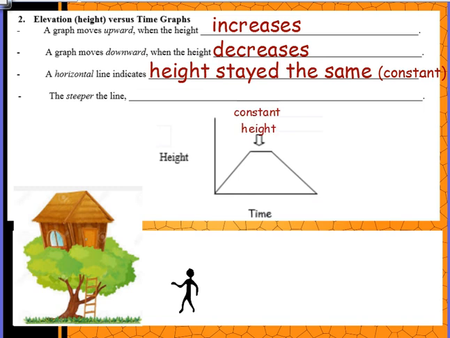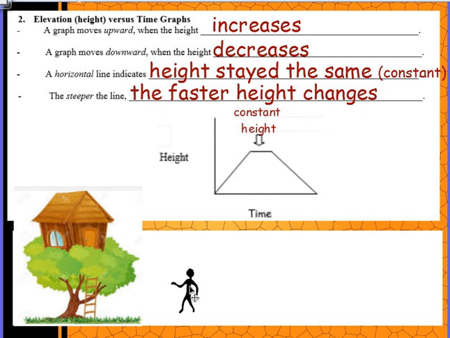So let's also mark that on our graph where the arrow is pointing to the horizontal line. The last part, the steeper the line. I would say these two line segments here look pretty similar, but if one of the lines were steeper than the other, whether it was going up or going down, that would mean the faster the height changes. So the elevation is changing at a quicker pace or a quicker speed.